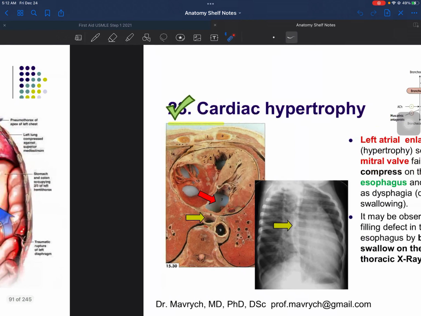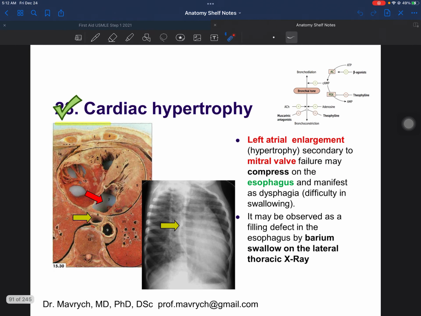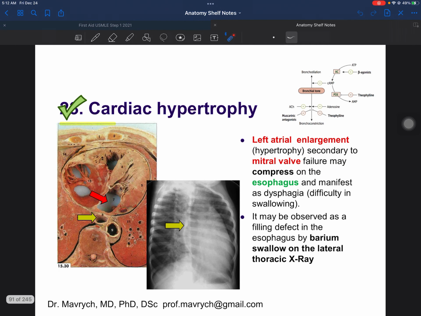Okay, so that is the rupture of the diaphragm. Let's go to the other one, which is the cardiac hypertrophy. What is the cardiac hypertrophy? This is the left atrial enlargement. So this is the atria.